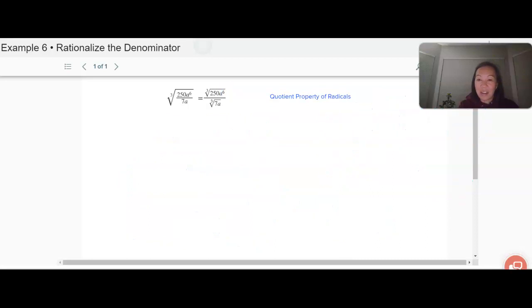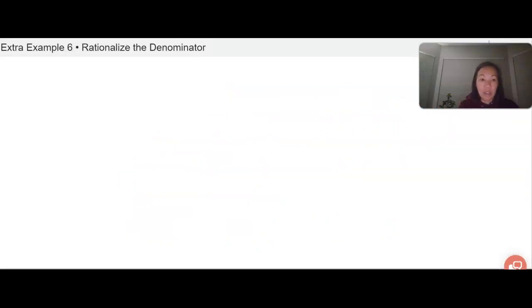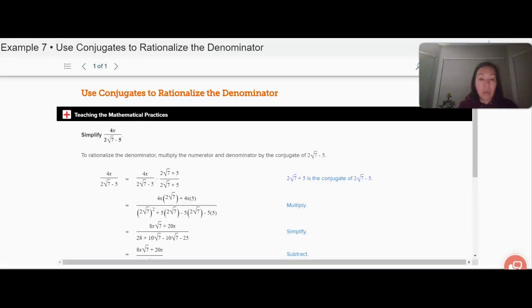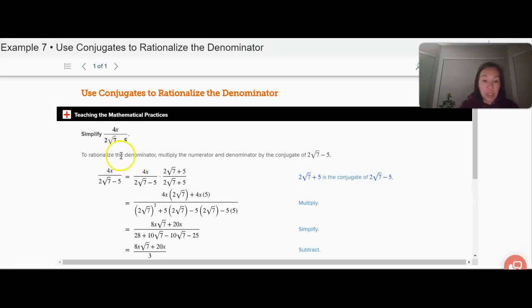All right, let's look at when they're conjugates of each other. So when it's not just a single expression here, and we'll just ignore all this. I'll do this with you guys. We have this square root on the bottom, and then it's attached to all this other stuff. So the conjugate of 2 root 7 minus 5 would be 2 root 7 plus 5. So we're going to multiply the top and bottom by 2 root 7 plus 5.